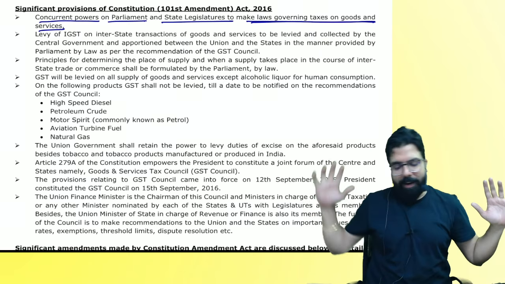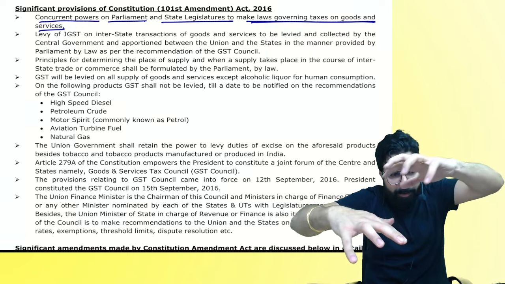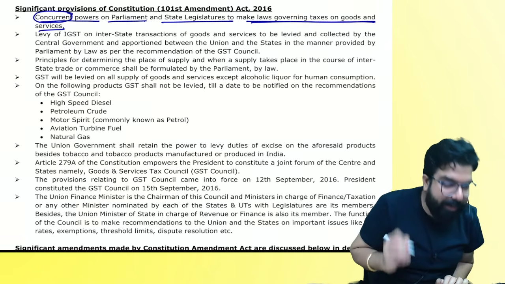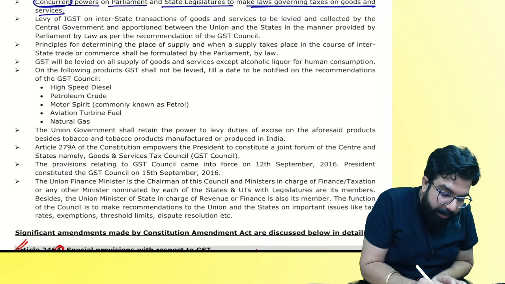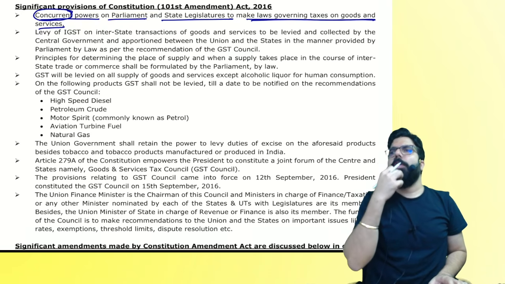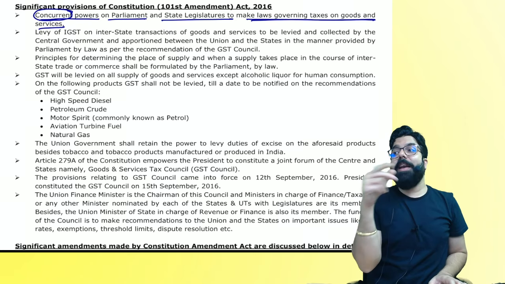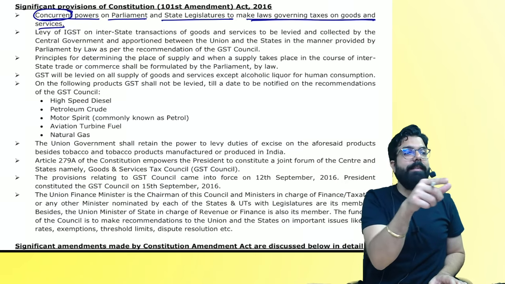Did both governments get equal power now? Yes. The central government will charge CGST. The state government will charge SGST. So it gave concurrent power to both governments to charge GST. Yes. Next. Who will make the IGST law? Parliament will make the IGST law.